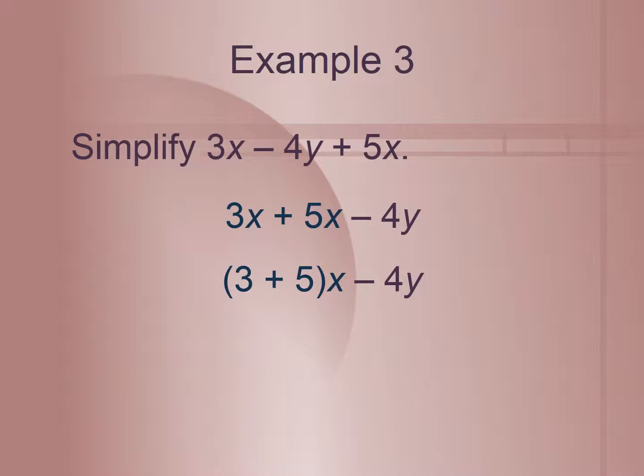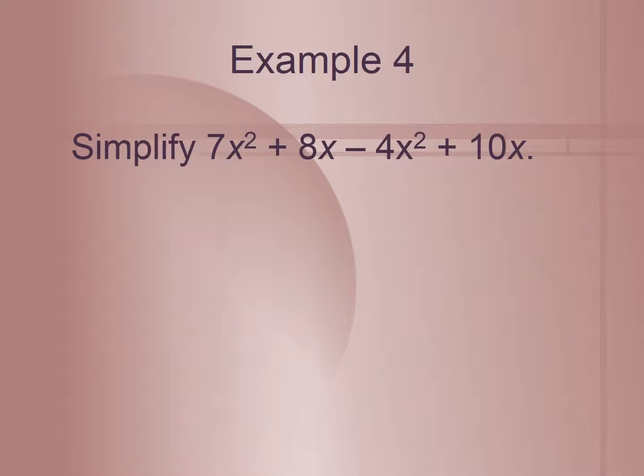Then we're going to use the distributive property to say, well, 3x plus 5x is the same as (3 + 5) times x. So notice that we pulled the x out. So we use the distributive property there. So 3 plus 5 is 8. So now we have 8x - 4y.